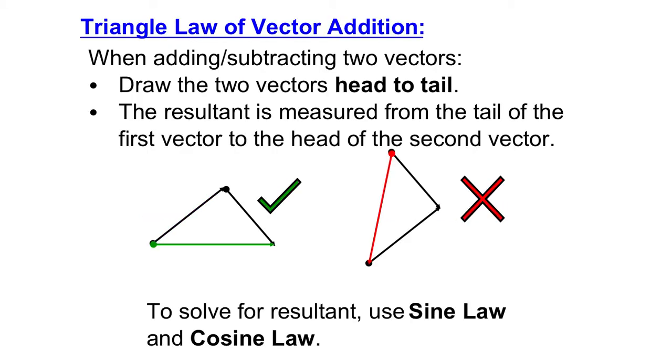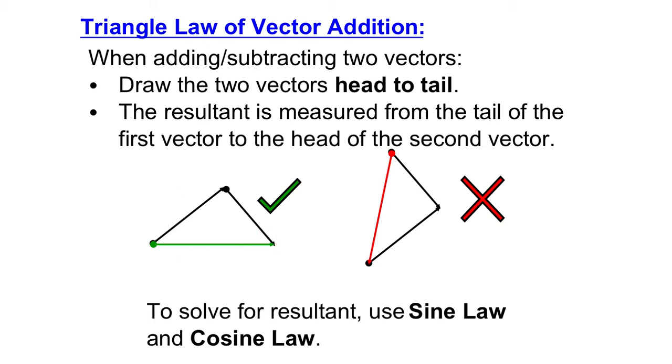Now the main idea here is the triangle law of vector addition. Okay, so when you add or subtract two vectors, draw the two vectors head to tail. Okay, so remember the tail is the point, the head is the arrow. So if I have one vector plus another vector, I'm going to draw the head of this one against the tail of the next one, and the resultant vector is going to be from the tail of the first one to the head of the second one.